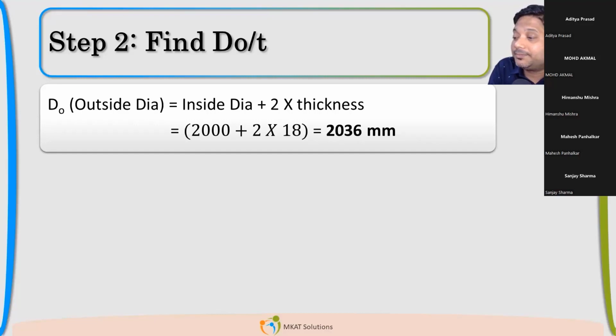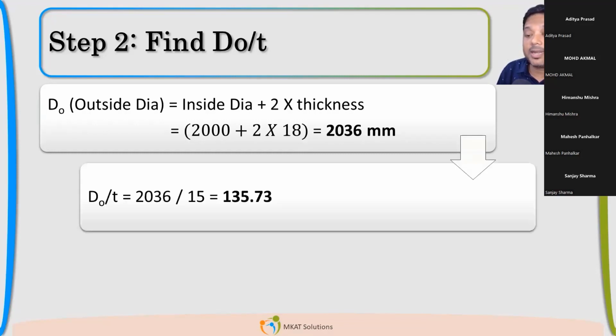Got it, Mahendra? I know this query will be there, so I hope I clarified it for you. Just think about it. If you still have not understood, great. So 2036 is the OD which we will take. We have calculated that. With this OD, we already have the thickness.